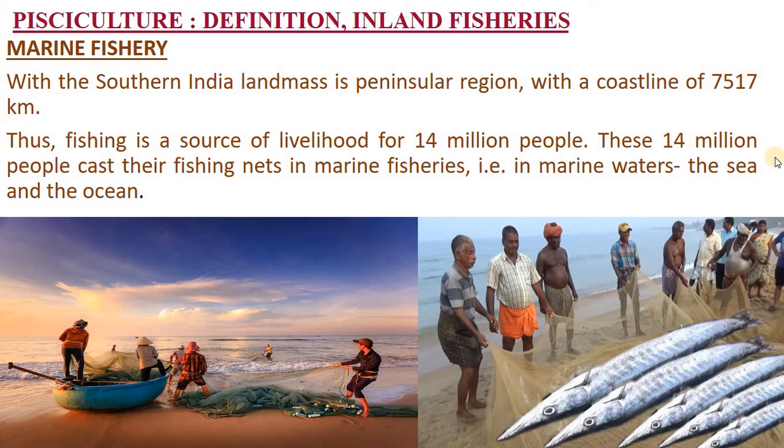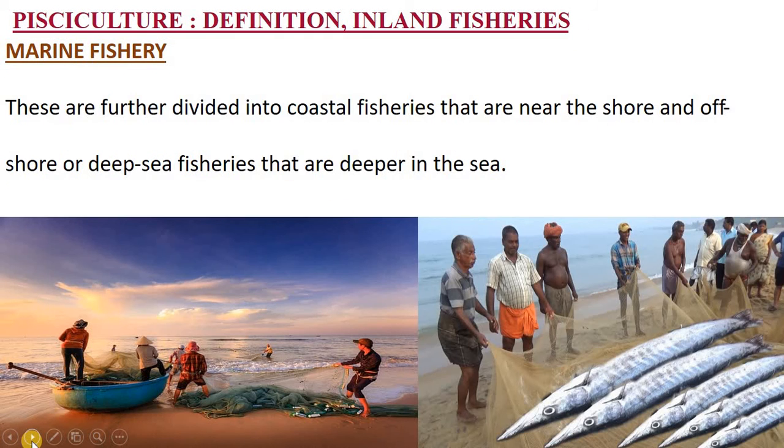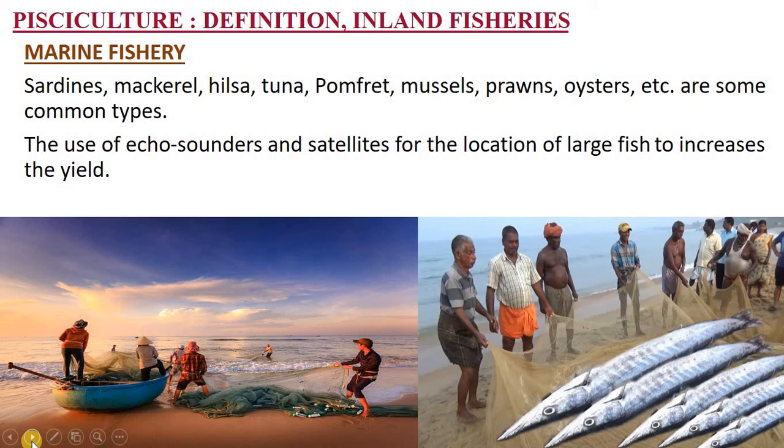So in inland fisheries we saw the varieties. Marine fisheries are further divided into coastal fisheries, that is near the shore, and offshore fisheries, or deep sea fisheries, that is deeper in the sea. So two types of marine fisheries are there. There are different varieties: sardines, mackerel, tuna, pomfret, mussels, prawns and oysters are some of the common types. They use echo sounders and satellites to locate large fishes to increase the yield. So here the fishermen use some techniques to collect a large quantity of fishes.